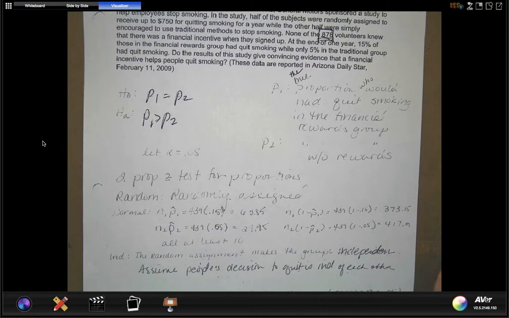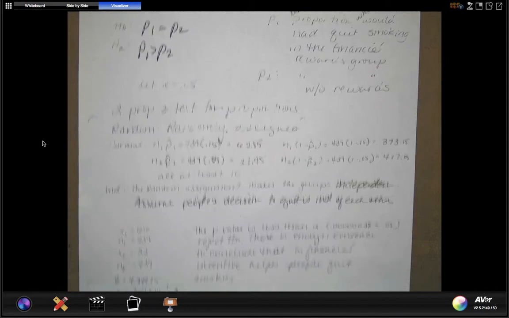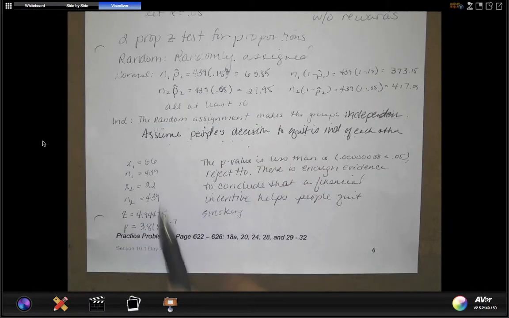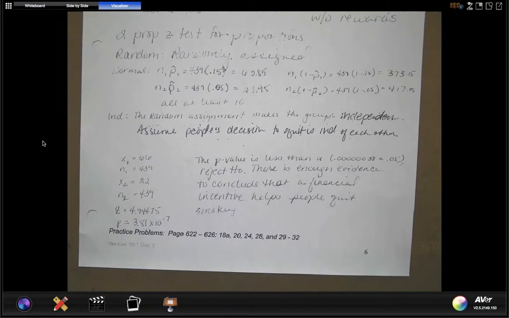In this case, because I'm referencing random assignment, the random assignment is going to make the groups independent of each other. And then within the group, I'm going to assume that people's decisions to quit are independent of each other. I go through the whole problem. I get a pretty small p-value. It's less than alpha, so I can reject. There's enough evidence to conclude that a financial incentive helps people quit smoking. Okay, so that's that for this one.